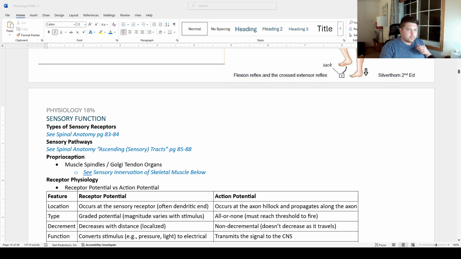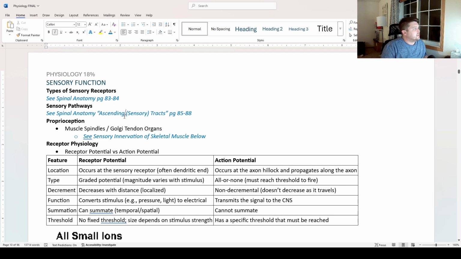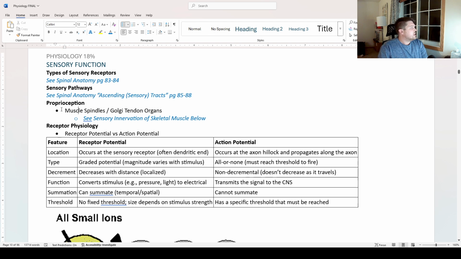Sensory function, as I was saying in the last one, a lot of this, the types of sensory receptors and the sensory pathways, those are all covered in much greater detail in the spinal anatomy section. So I'm not going to go over them all again here because physiology and spinal anatomy are tested in the same block, so we're not going to spend more time going over the same material. Proprioception, we'll see that a little bit down below when we talk about skeletal muscle.